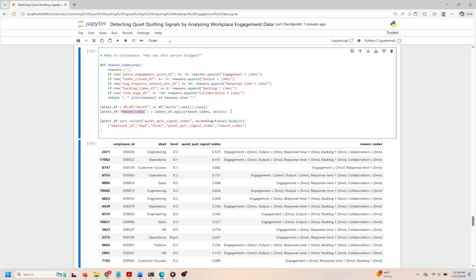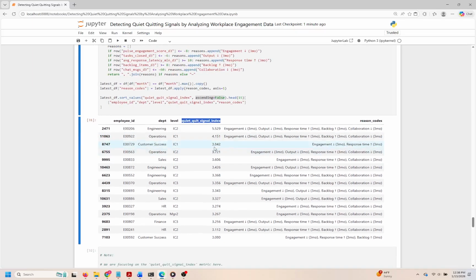To wrap it up, we sort this updated data frame by a metric called the Quiet Quit Signal Index to highlight the employees who are exhibiting signs of disengagement. Displaying just the top 15 employees, we focus on key identifiers like employee ID, their department, level, and the identified reason codes for why they were flagged.